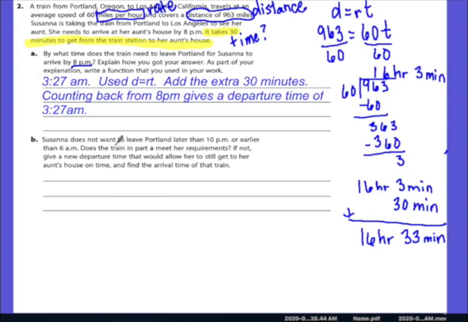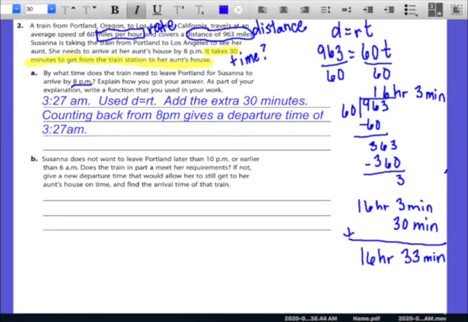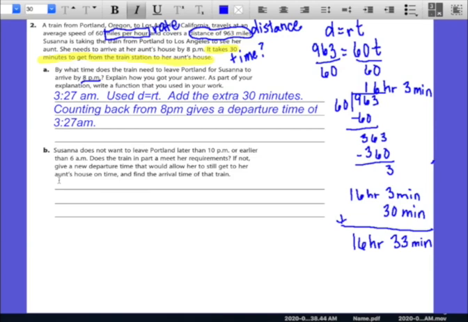So if I'm thinking about this, 3:27 a.m. certainly does not meet her requirements. But if I waited to catch a 6 a.m. train, I would get there after 8 p.m. So no, the train leaves too early in the morning for her. But in order to get there on time, she is going to have to take an earlier train and leave the night before.